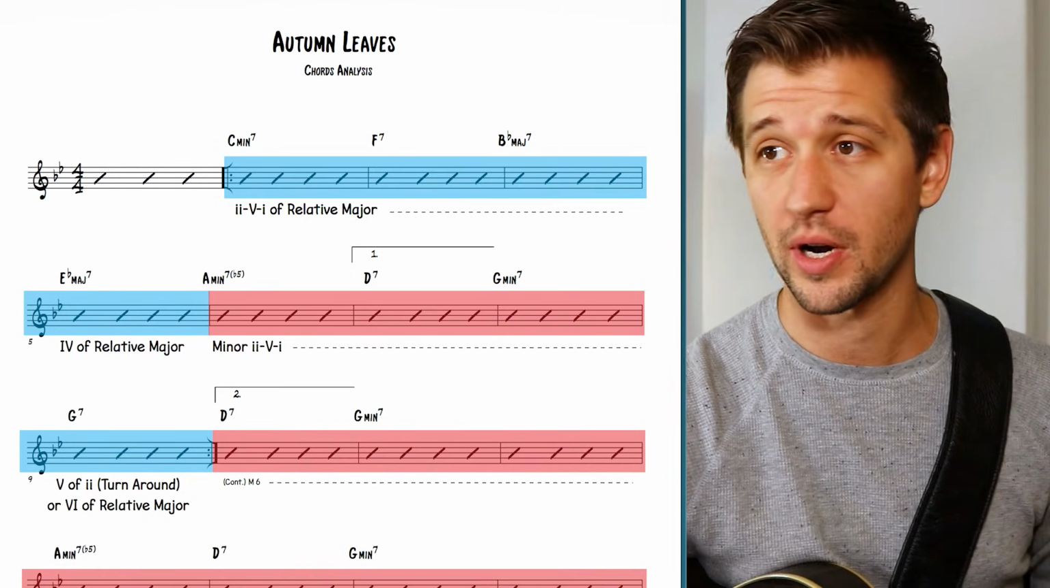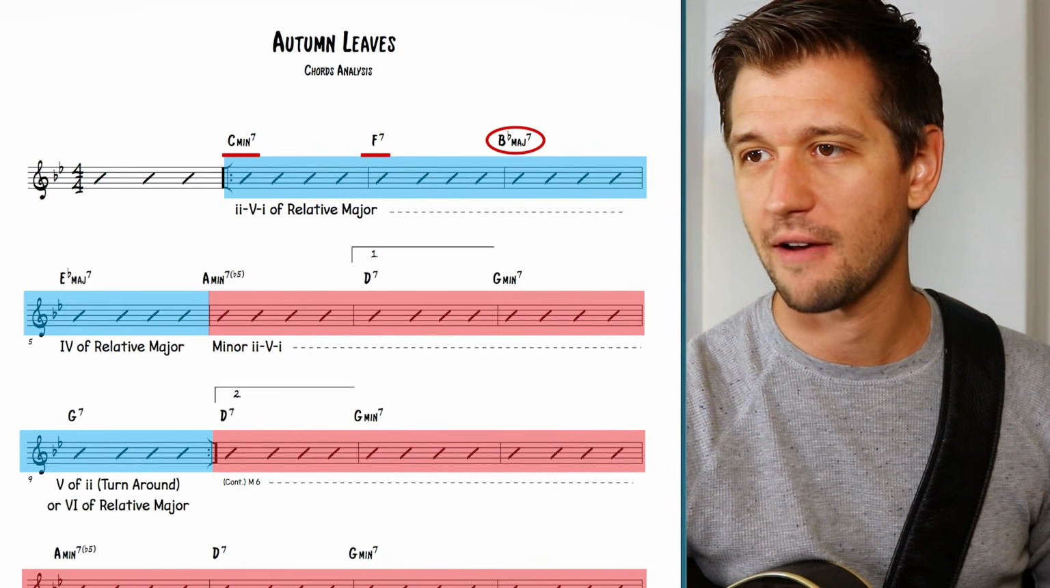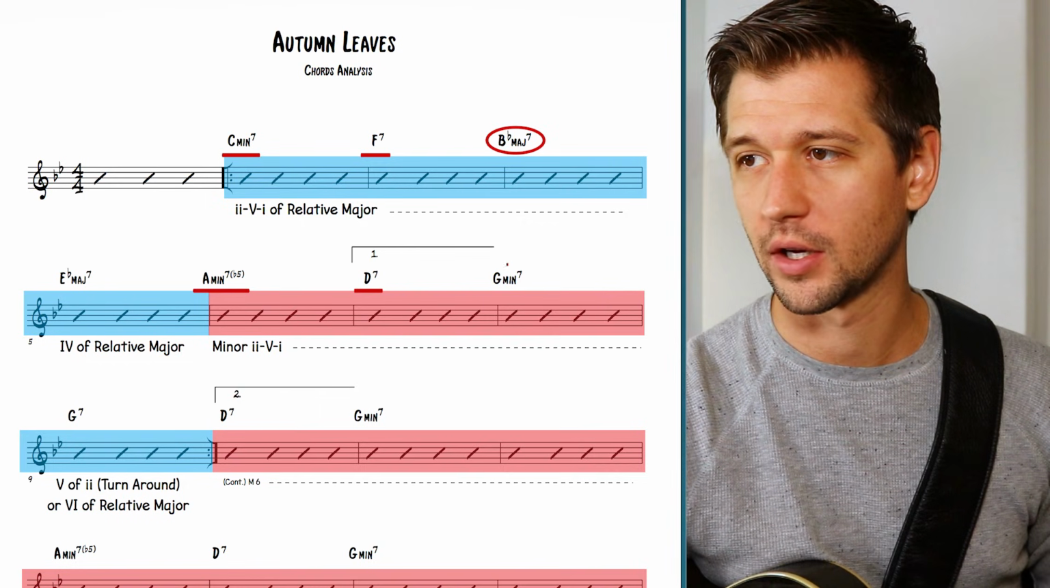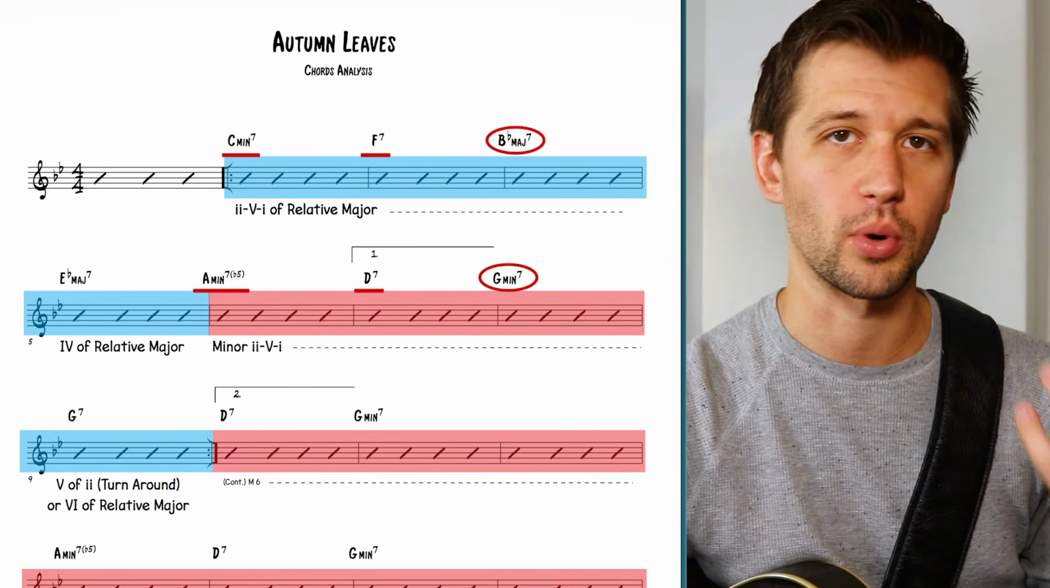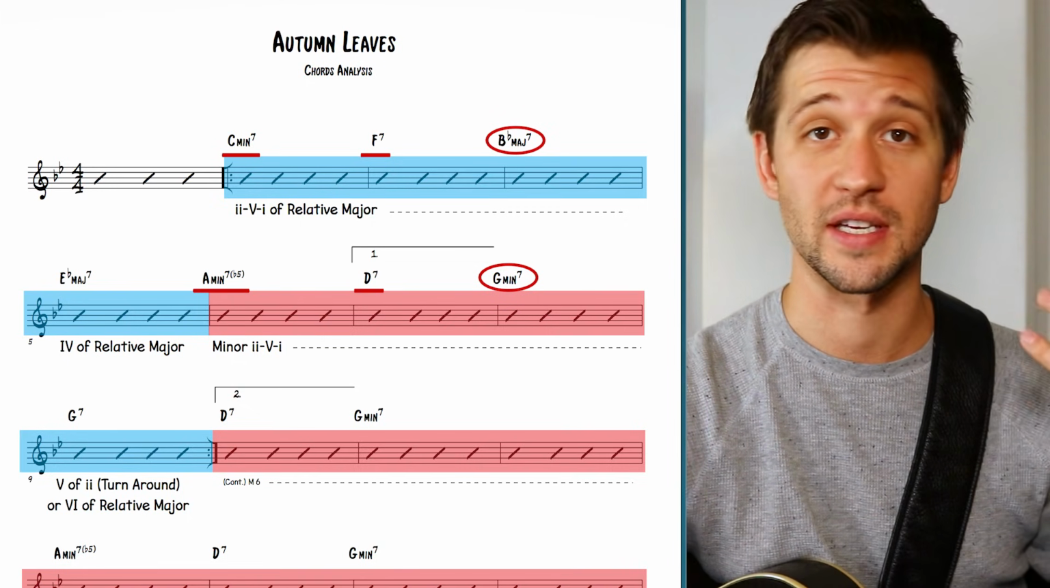Autumn Leaves is one of the first jazz standards I suggest people look into because it deals with two very important things. One, the 2-5-1 chord progression. You have major 2-5-1 chord progressions, and you also have minor 2-5-1 chord progressions, as well as another important concept that comes up time and time again in jazz standards, which is relative keys.